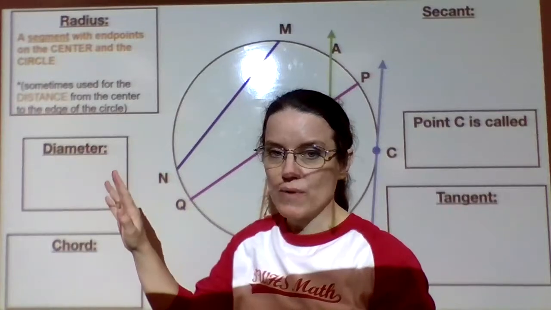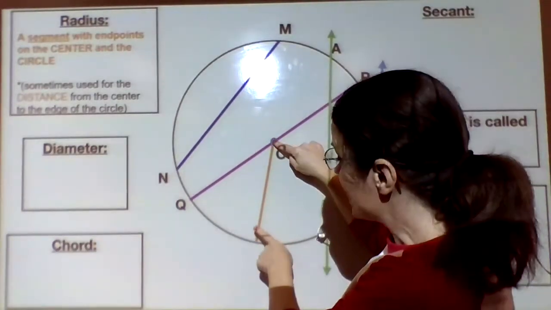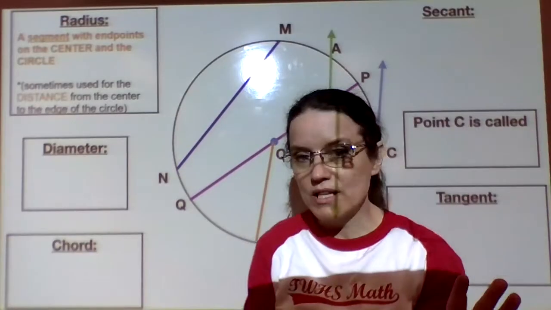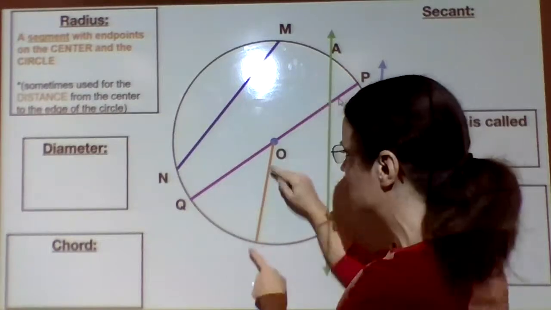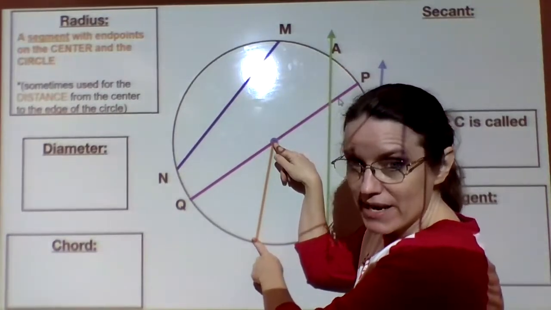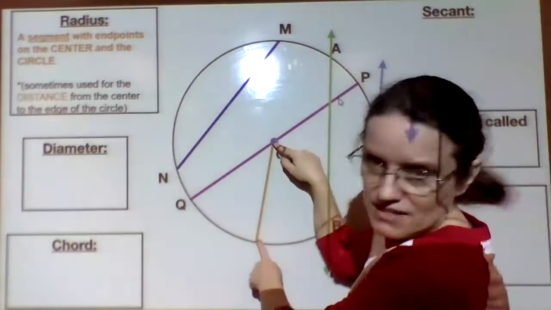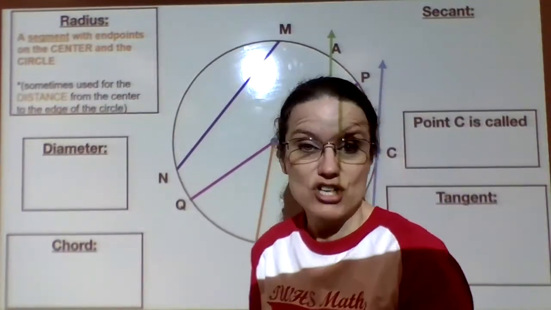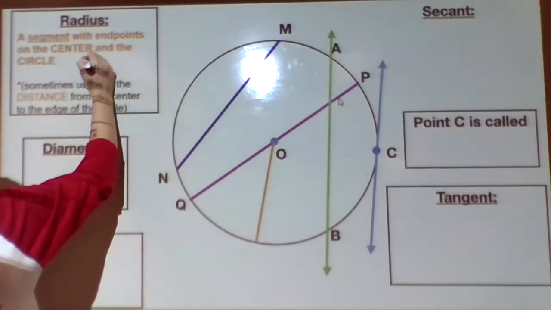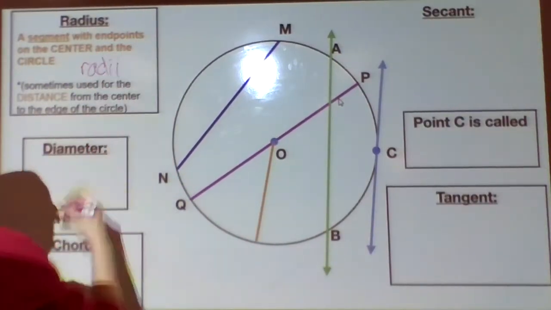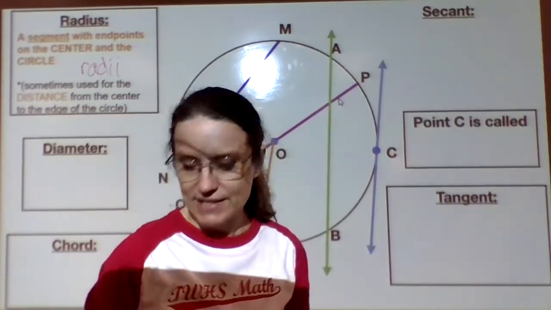Sometimes people use the word radius to say the distance from here to here or the length of the radius. That's totally fine. You're just going to have to keep straight when you hear the word radius. Am I talking about the actual segment, the radius, or am I talking about the length of the radius or the distance the radius covers? It's interchangeable. We use it for both. Fun fact, the plural of radius is radii with a double I. And so if you have more than one of them, you say radii, not radiuses.